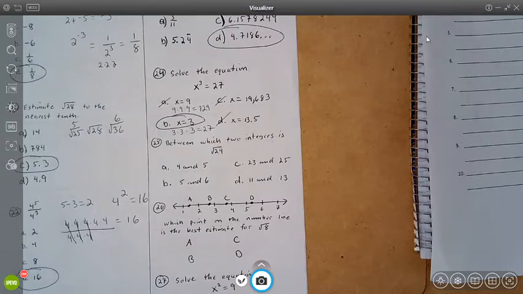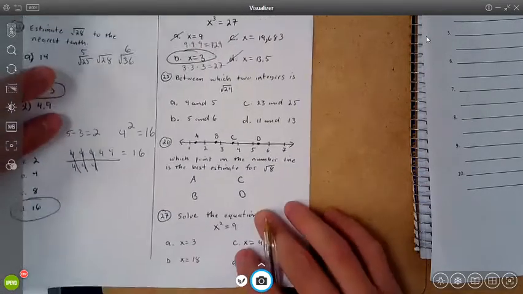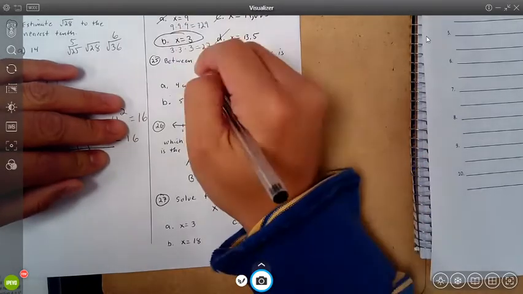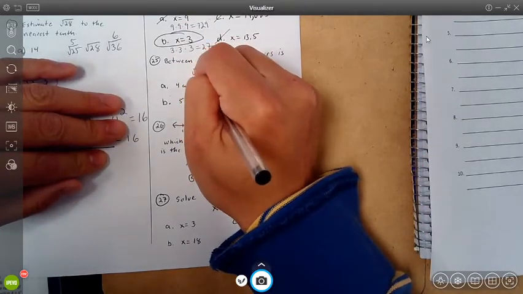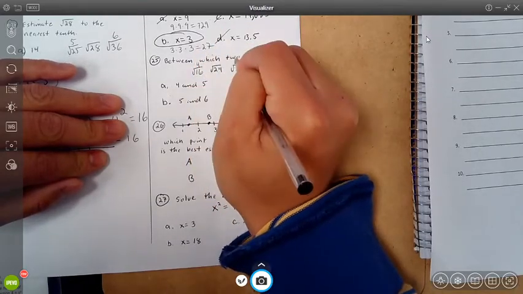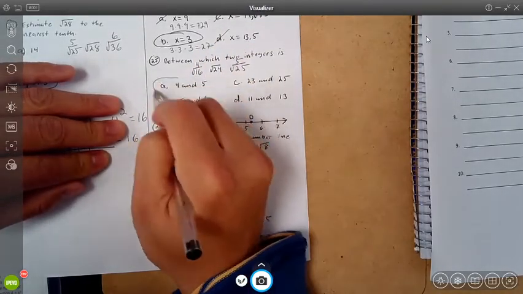Alright, number 25. Between which two integers is the square root of 24? Well, the next lowest perfect square is the square root of 16. The next highest is the square root of 25. That's 4 and 5. So that's option A.